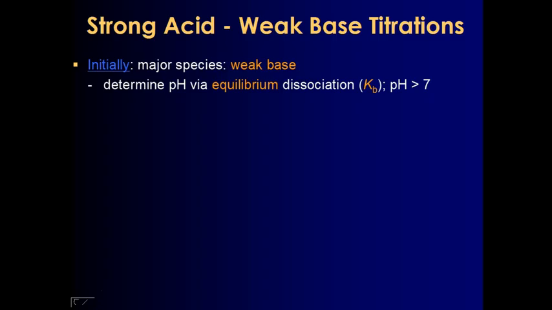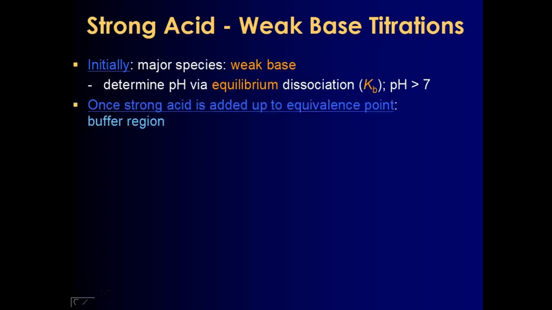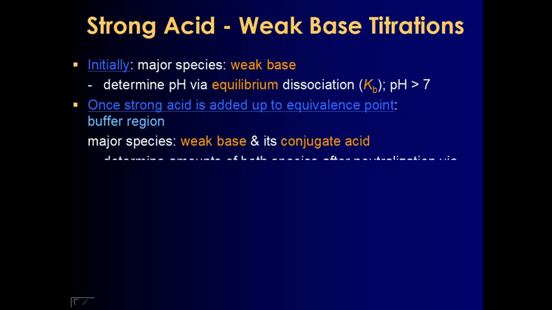As we start to add strong acid to our mixture, we create a buffer, once we have neutralized all that strong acid, up to the equivalence point. And since we have both weak base and conjugate acid present, we can use Henderson-Hasselbalch, but we would expect the pH still to be greater than 7.